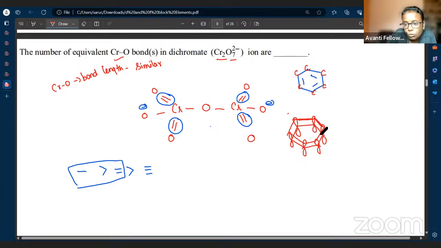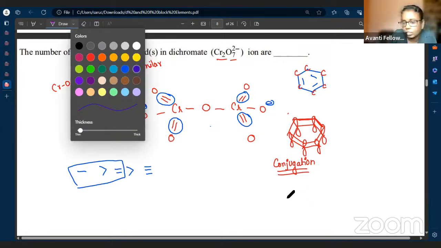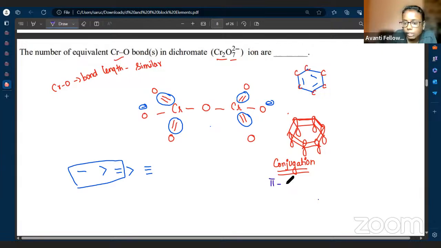So when does the delocalization happen? That is when there is conjugation. So what are the types of conjugation? A pi bond, then a sigma bond, and after the sigma bond there should be a vacant orbital, or a radical, or a lone pair, or a negative charge with a lone pair. So these are the four types of conjugation.